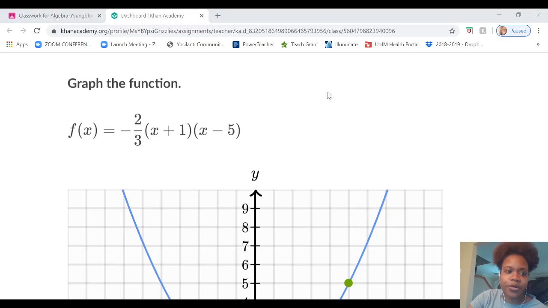This is the next problem we're working with. So we have the function f of x equals -2/3 times x plus 1 times x minus 5. So we're going to start it the same way by finding the zeros. X plus 1 equals 0. X minus 5 equals 0. Subtract 1 from both sides. So x equals -1. Add 5 to both sides. So x equals 5. So our two zeros are going to be -1, 0 and 5, 0.